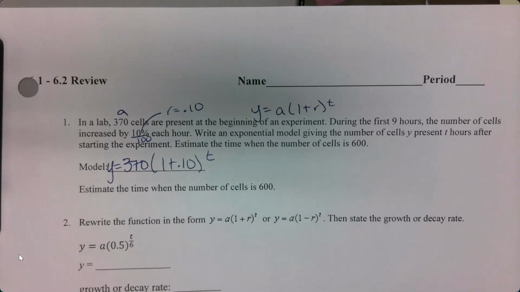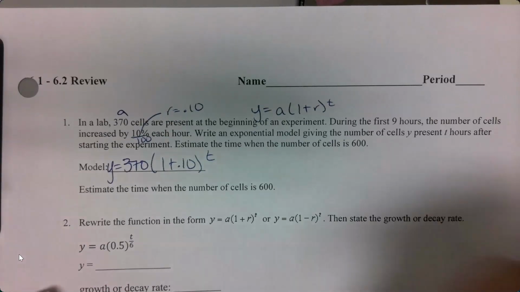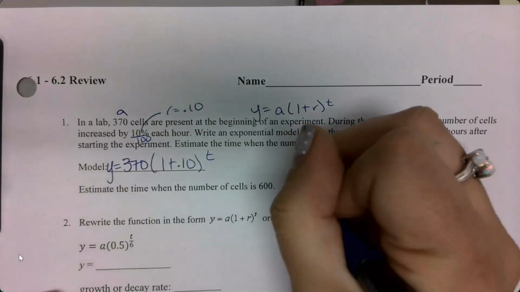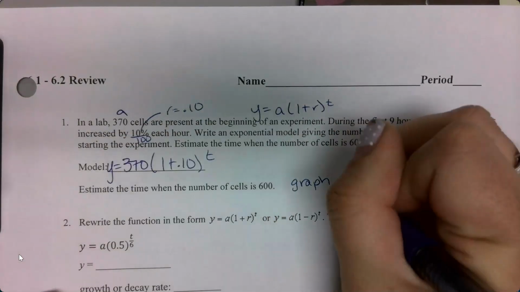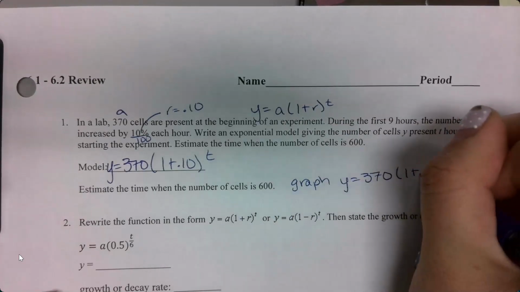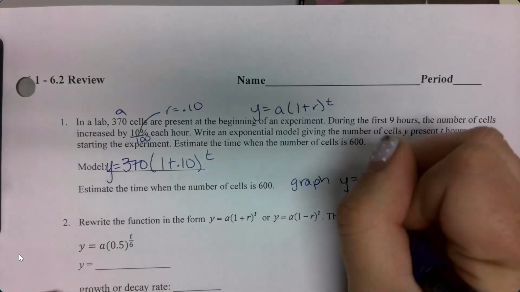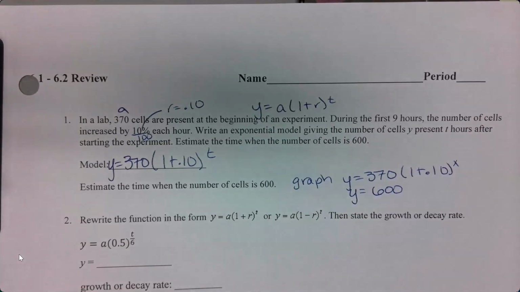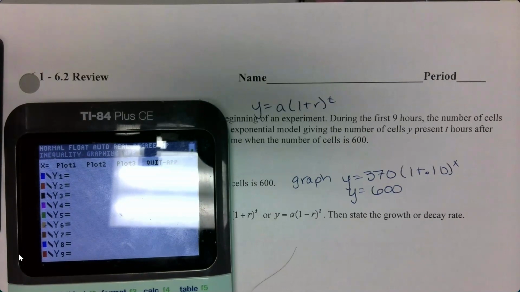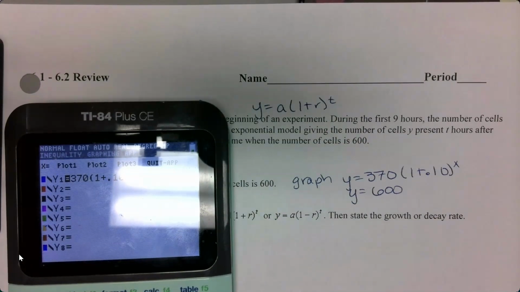Then it wants me to estimate the time when the number of cells is 600. What I want to do is I'm going to graph that first equation, and then I'm also going to graph, so I'm going to write down what I'm doing. When I graph the first equation, I'm going to switch that t into an x so the calculator will graph it. And then I want to see where these two graphs are crossing. So 370 times 1 plus 0.10 to the x, and then 600.